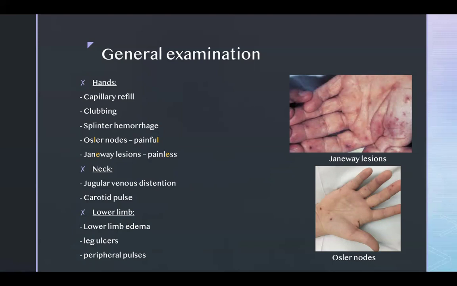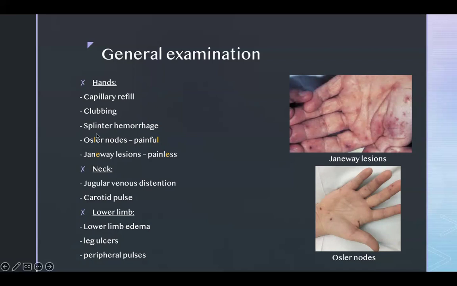Look for the pulse and compare both sides. In cases of coarctation of aorta, you would get discrepancies in both sides. In one of the sides, the pulse would be delayed. And then look for clubbing, splinter hemorrhages, the dots that you find in the nail bed, and finally the Osler nodes and Janeway lesions in infective endocarditis.